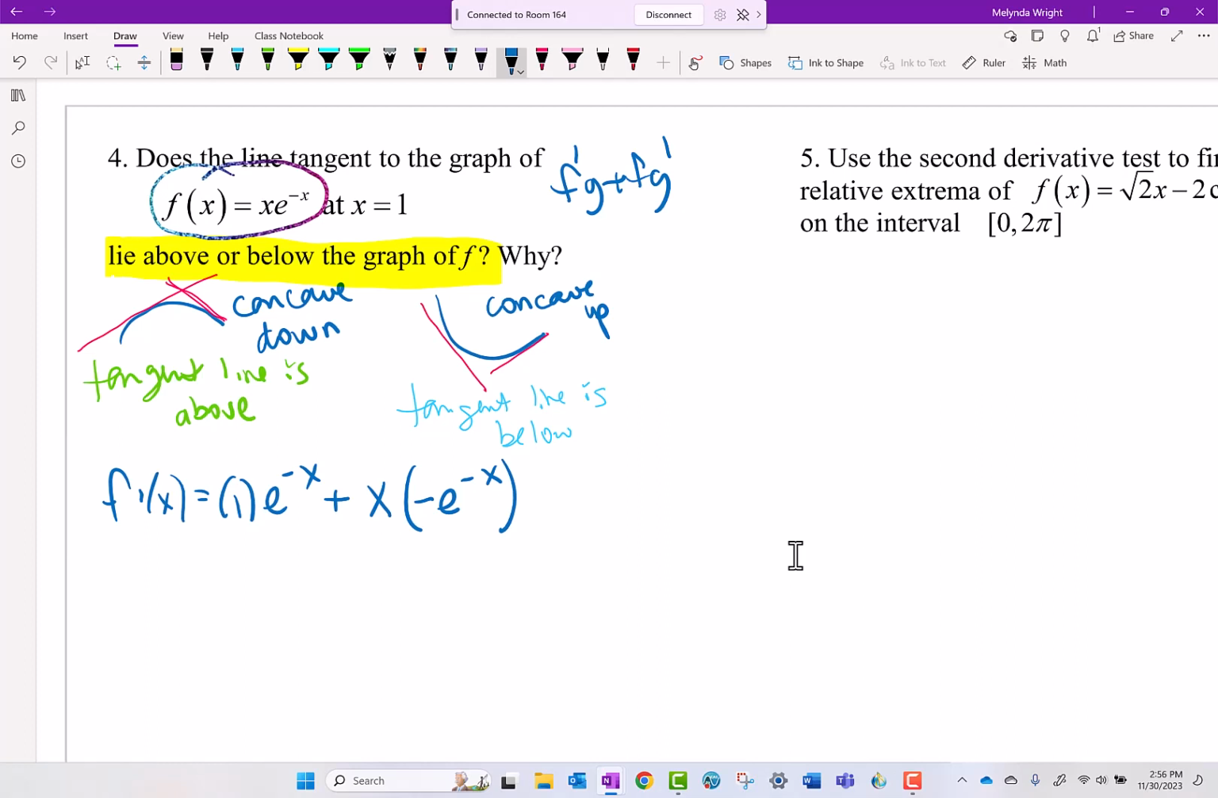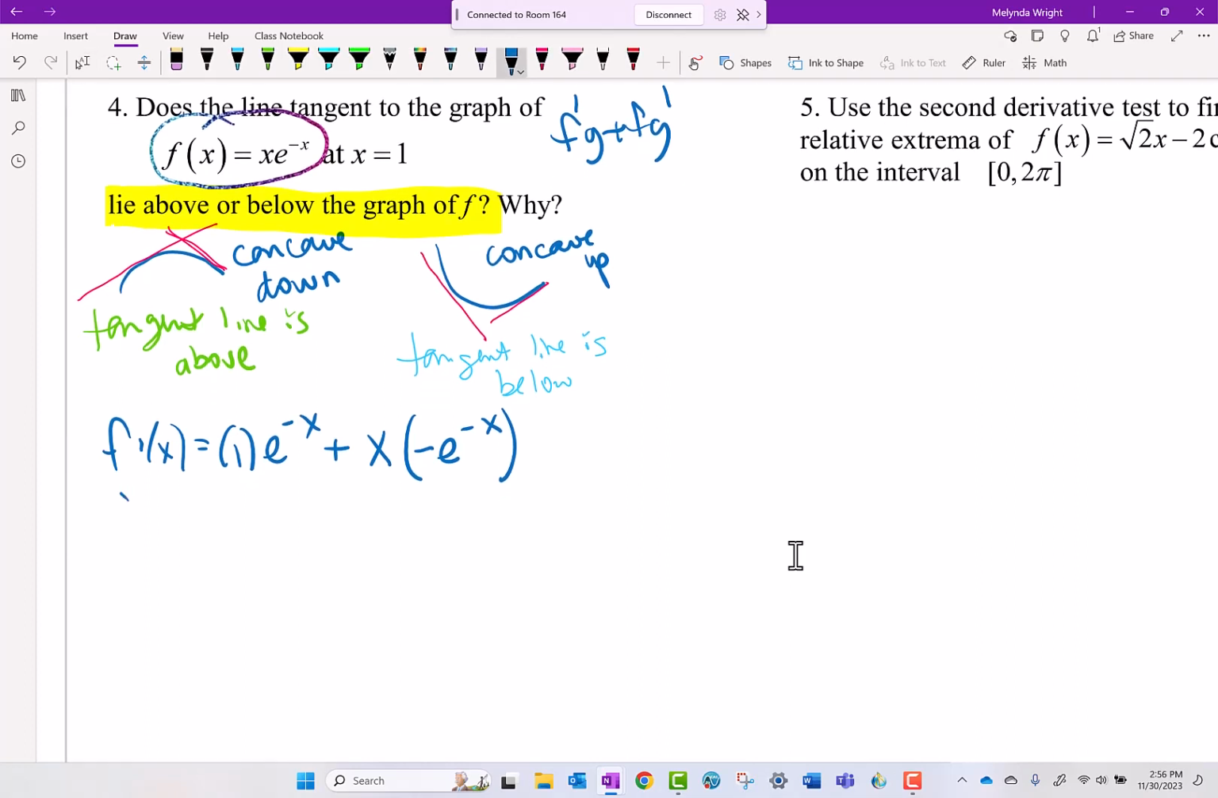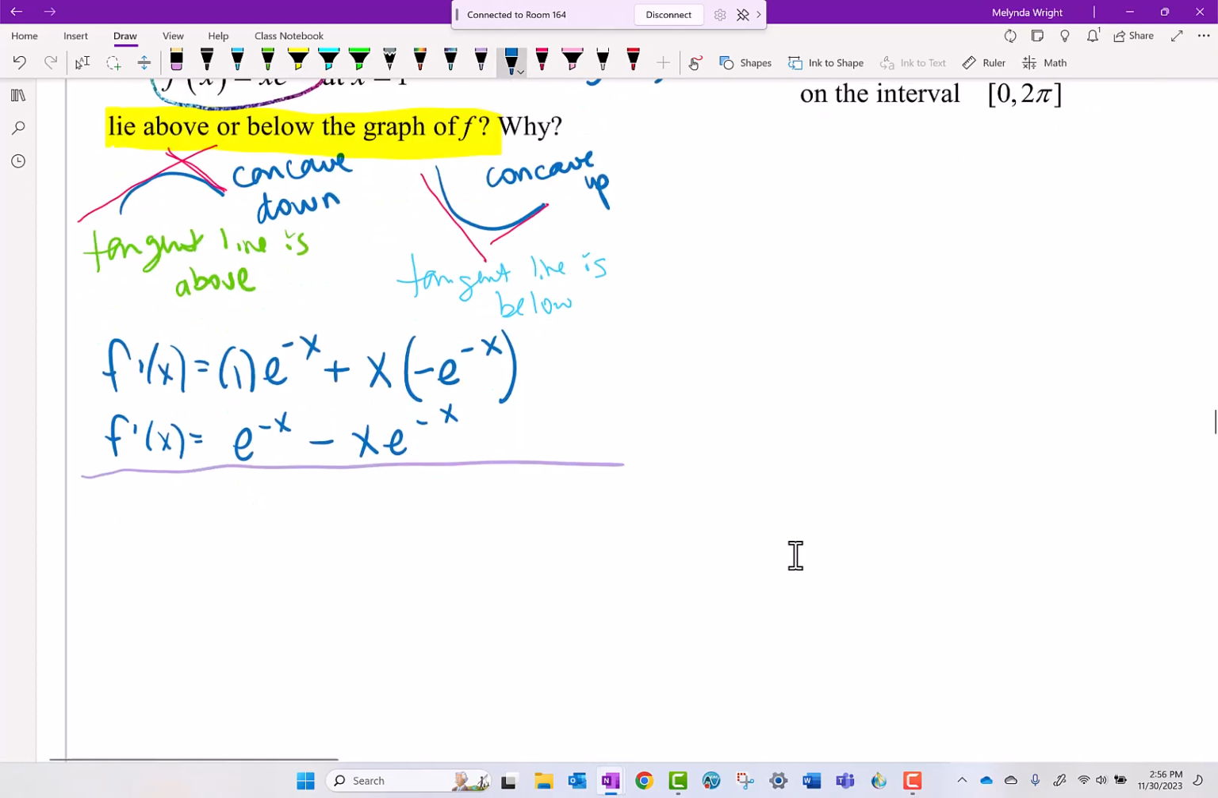Now, I'm going to clean it up a little bit because I've got to take the second derivative. So this is e to the negative x minus x e to the negative x. So that we know what we're doing, I'm just going to draw a line here so that we know that was first derivative work, just to separate our work. Now let's look at the second derivative.